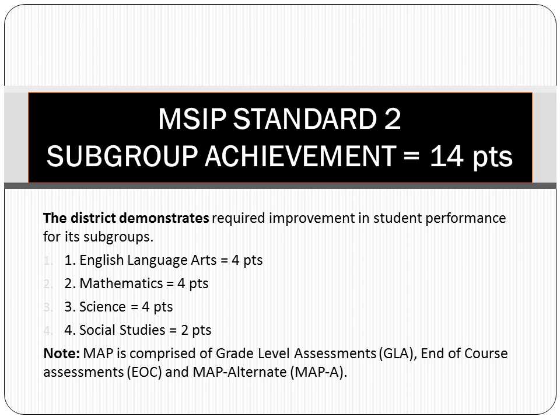English is worth 4 points, math is worth 4, science is worth 4, and social studies is worth 2. It's divisible by 4 if you look at it, so 4 times 4 is 16, and then 2 times 4 is 8, which is what we have for the standard 1.